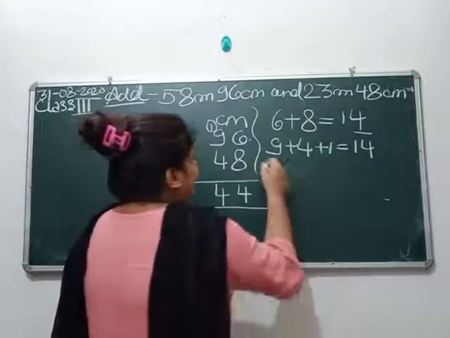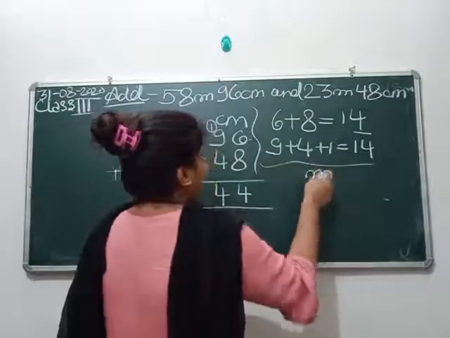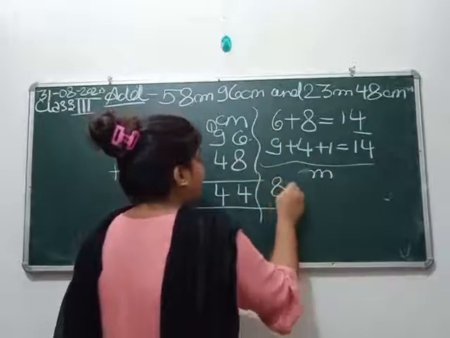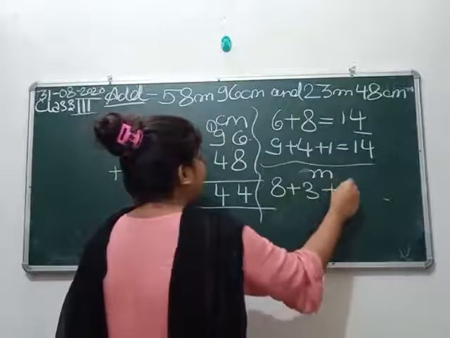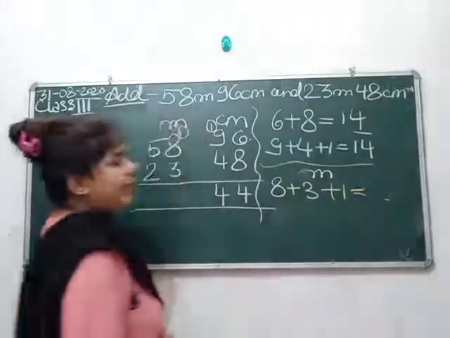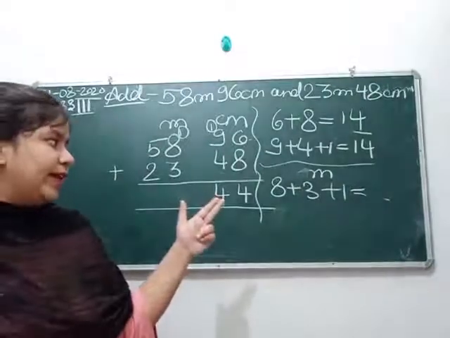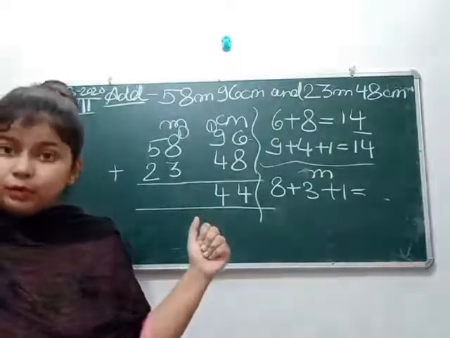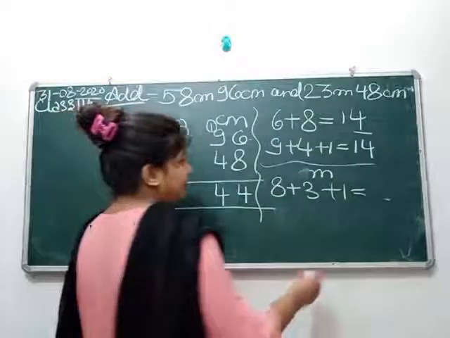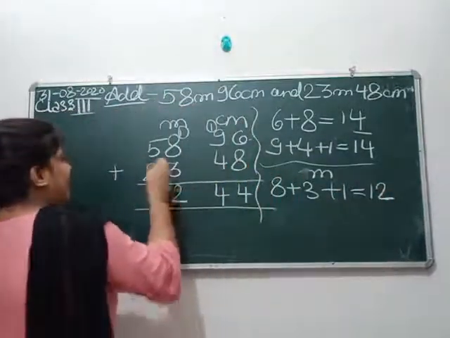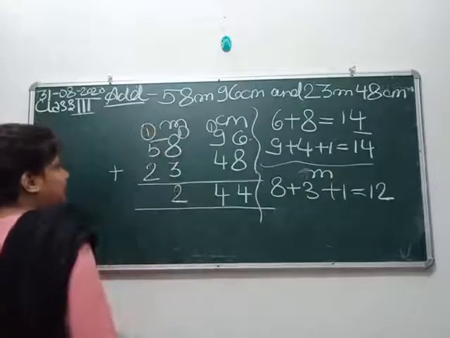Now at the meter part we are having 8 plus 3 plus 1 carry. Now 8 plus 3, 9, 10, 11, plus 1 carry is 12. So we'll write 12 there. For 12 we will write 2 here and we'll give carry 1.